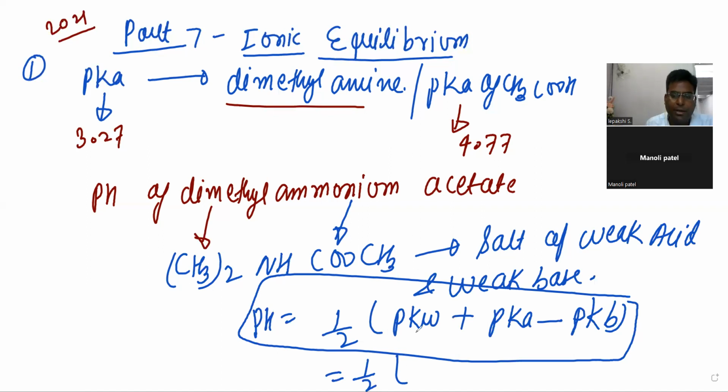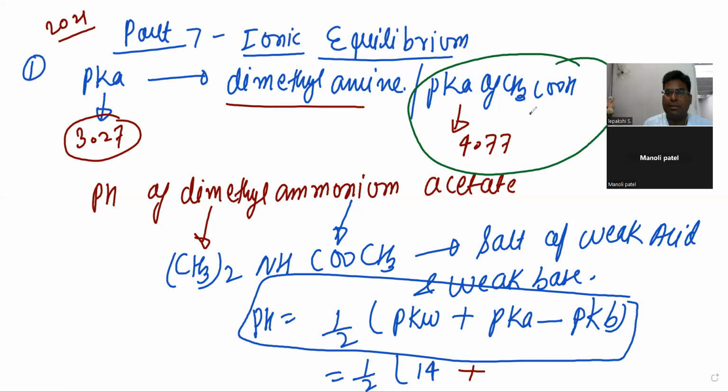pKw we know is 14. It is the equilibrium constant of water. The pKw of water, from the concentrations of H plus and OH minus, is 14. So put the value, that will be 14. The pKb value is 3.27 for the base, and the pKa value is 4.77. So this is your pKa value for the weak acid. So it is 4.77 minus pKb.